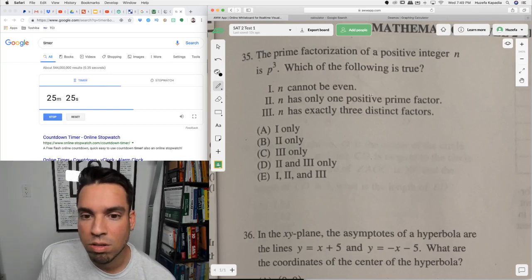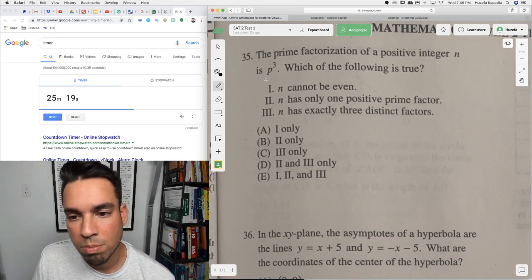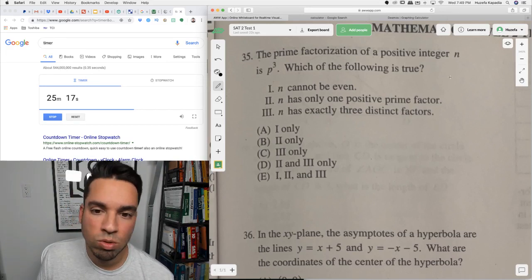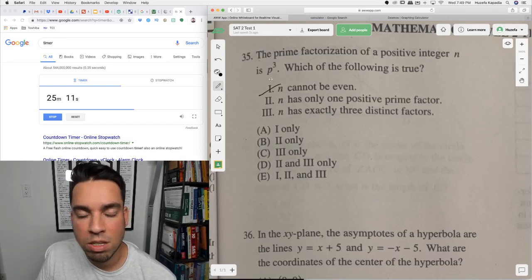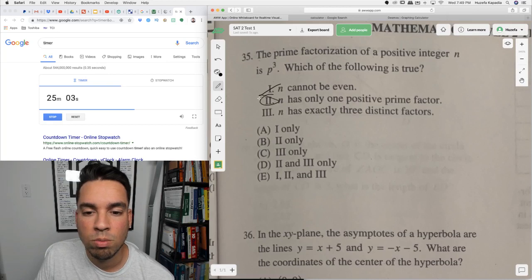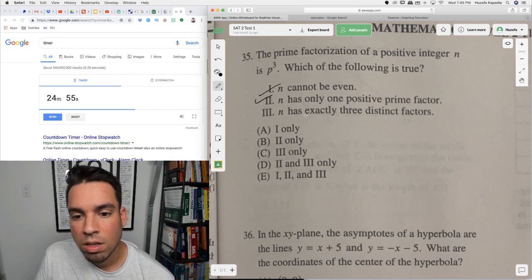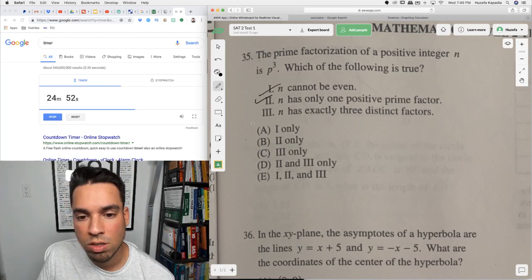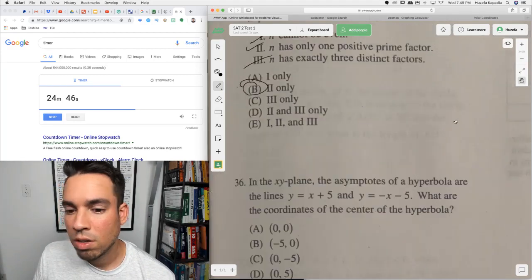All right, prime factorization of a positive integer n is p to the third. Okay, so n is some integer, like if p would be 3, n would be 27. It'd be 3 times 3 times 3. Okay, which of the following is true? No, because p could be even. If p is 2, n would be 8, so it could be even. N has only one positive prime factor. Yeah, that's true, because that's what this means. The positive prime factor is p. N has exactly 3 distinct factors? No, it has 1. It's just p times p times p.